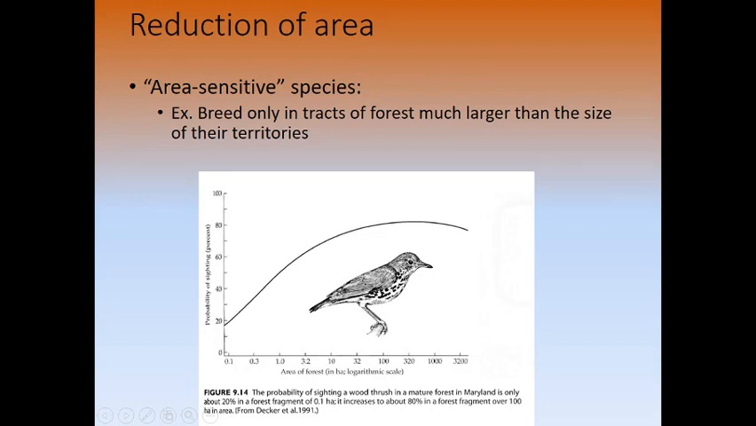Area-sensitive species can respond for a variety of reasons, but essentially what they all need is much larger tracts of native habitat than the size of their territories.